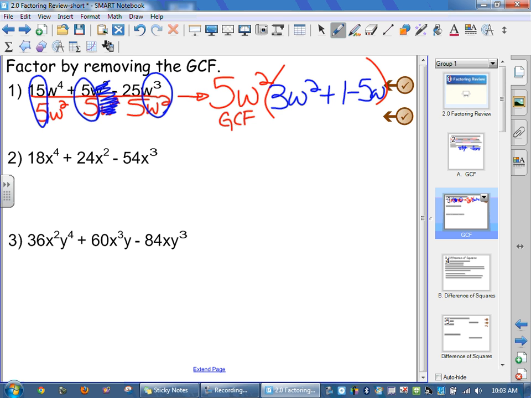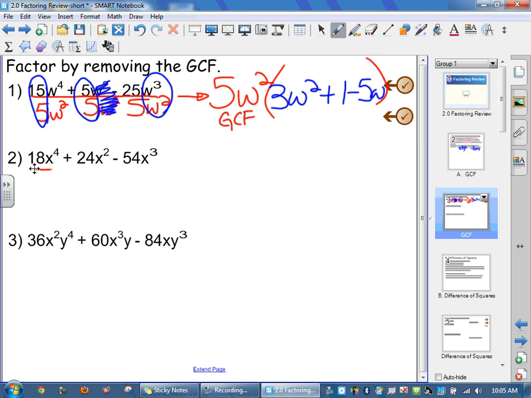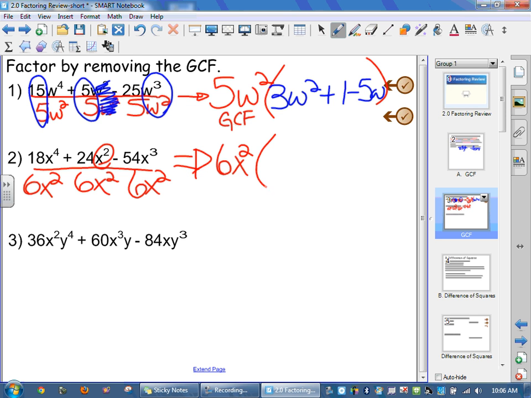Let's try the next 2. Give it a try on your own. Push pause now and play when you're ready. Okay, for these ones, all these divide by 6. Our lowest value of x is x squared. So I'm going to divide each of them by 6x squared. 6x squared comes on the outside as my GCF. And on the inside of brackets, I end up with 3x squared plus 4 minus 9x. Check your work.